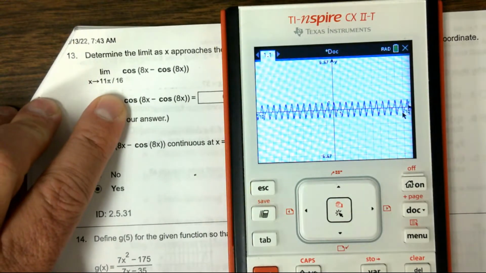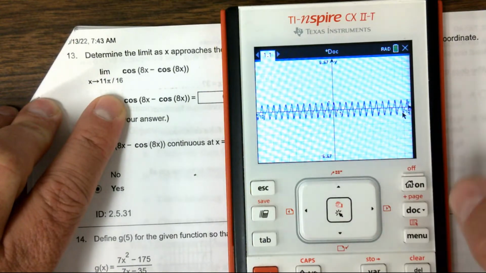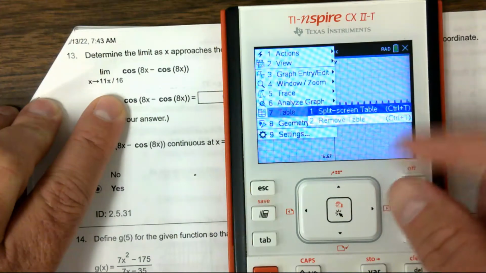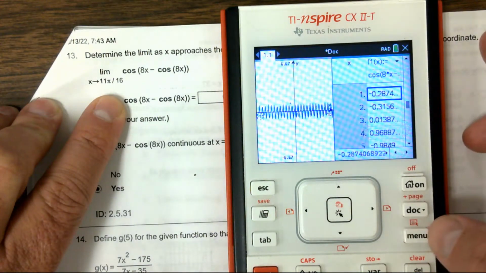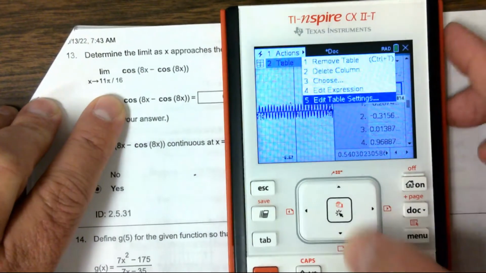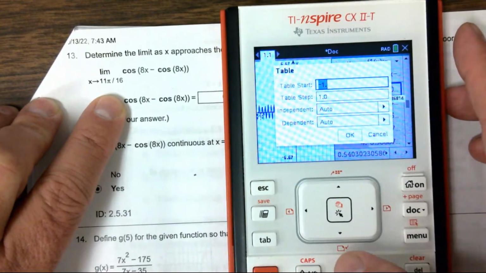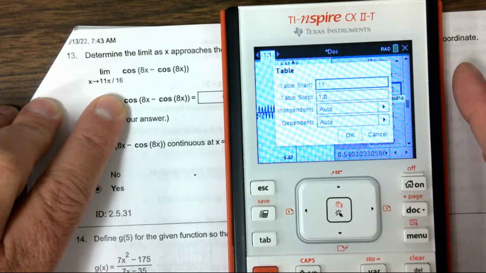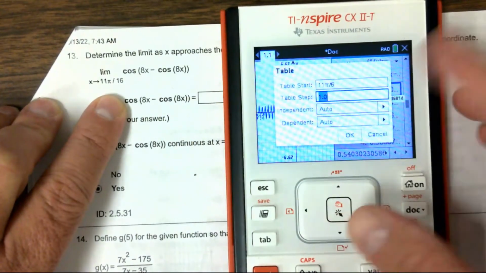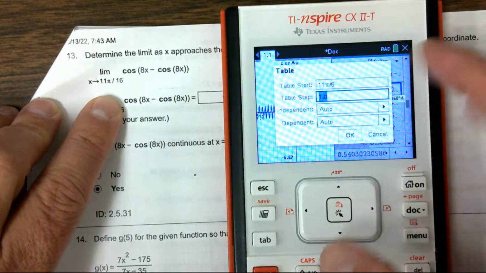Now, I'm not going to try to guess where that is. I wouldn't expect y'all to do that either. But I would go to the table, go to my 0 part, and go to my settings. And just start your table at 11 pi over 6. I don't really care about the step, but just for curiosity, I'm going to go by pi over 6.